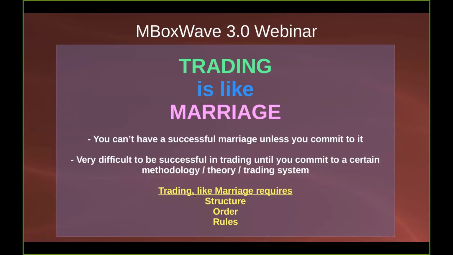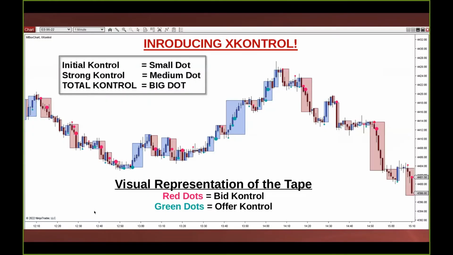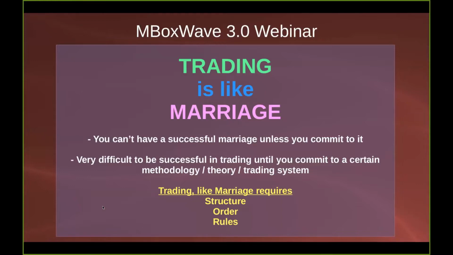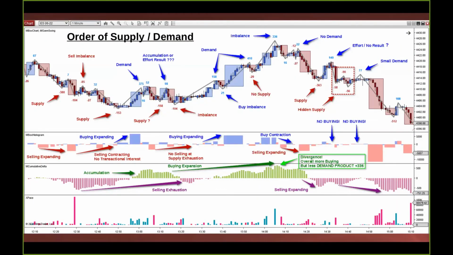Okay, so trading like marriage requires structure, order, and rules. I talked about the structure, that was this slide. Now I want to talk about the order. The order is the analysis. This is the order of the supply and demand, buying and selling.